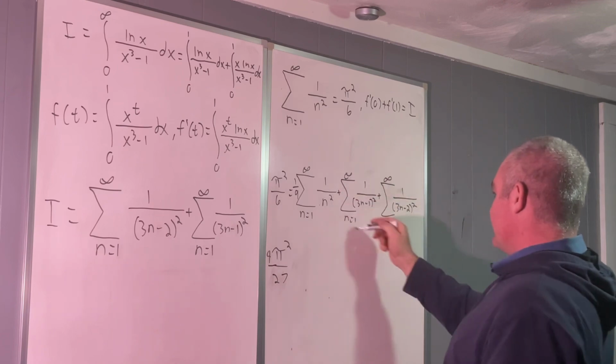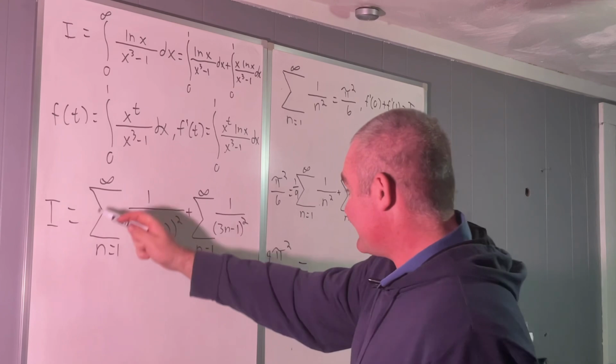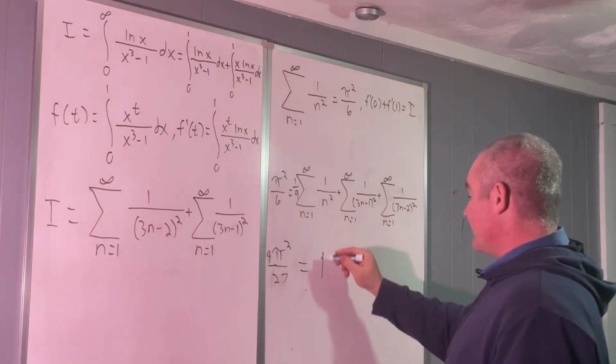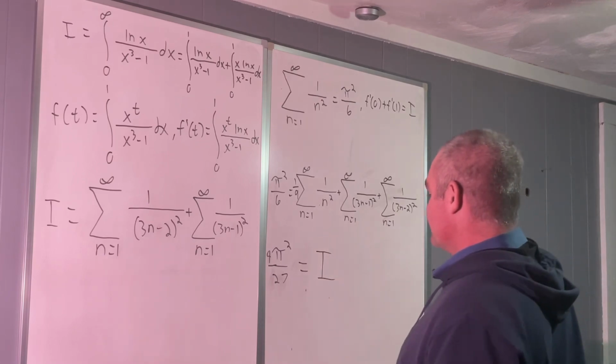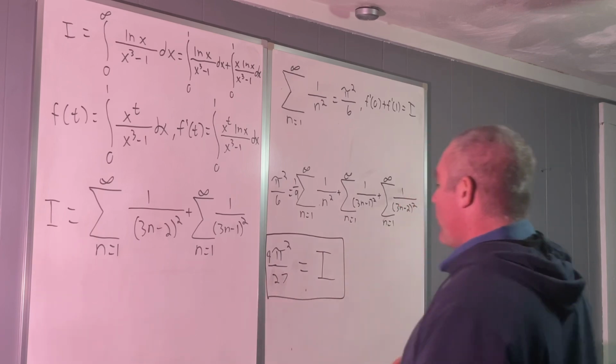And that's equal to this, which is exactly what we have here. So this is I. So there's the answer. 4 pi squared over 27.